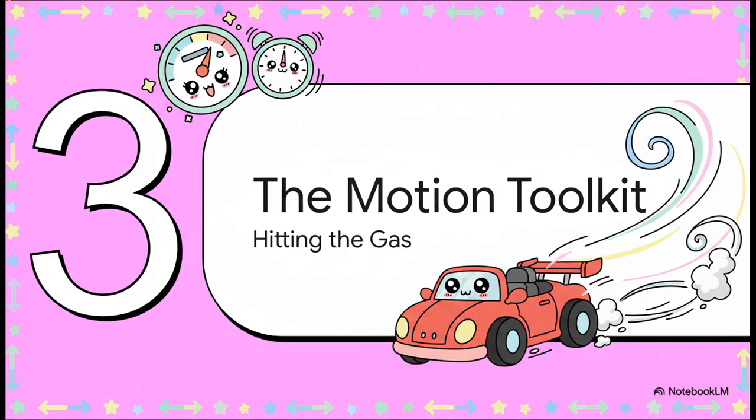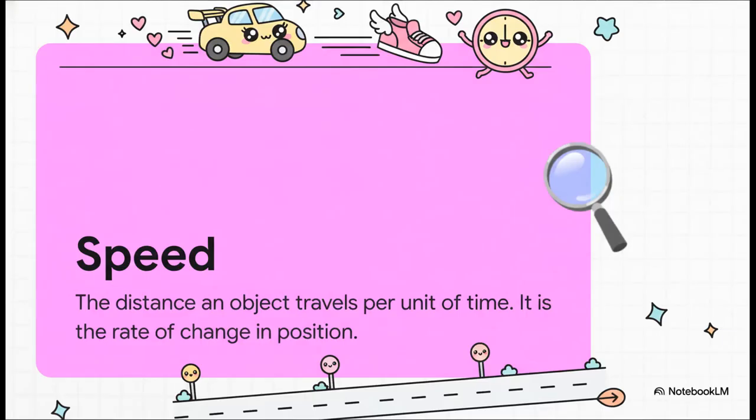Okay, so now we know how to define where something is and how its position changes. So what's next? Well, the next logical tool we need in our kit has to be something that measures how fast all of this is happening. And that, of course, is speed. Speed is what we call a rate. It connects that idea of distance we just talked about with time. It's really just how much distance do you cover in a certain amount of time.